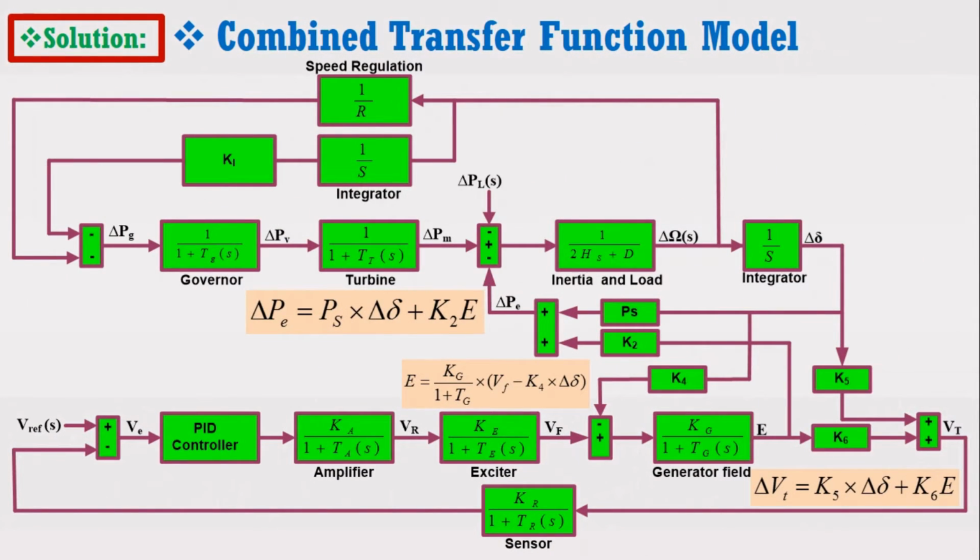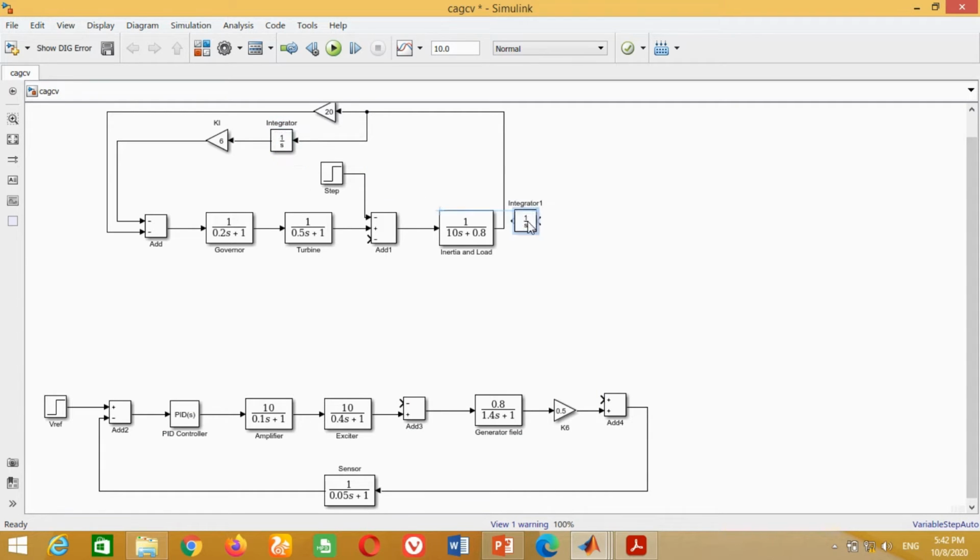Now we have to combine both the models. It may be noted from the voltage equation that now we have to combine K5 with delta sigma plus K6 with E. However, it may be further noticed that before this we have to add integrator block here. Therefore, just copy this integrator block and paste it here.